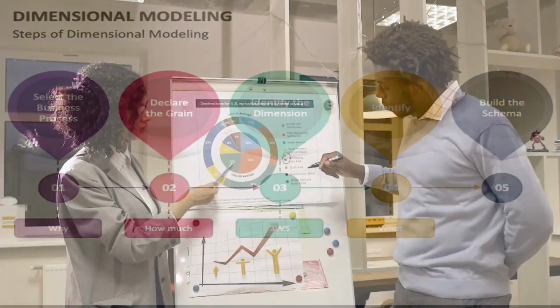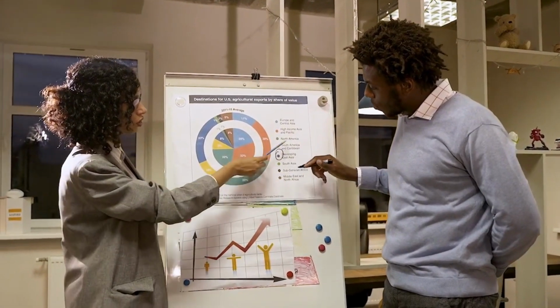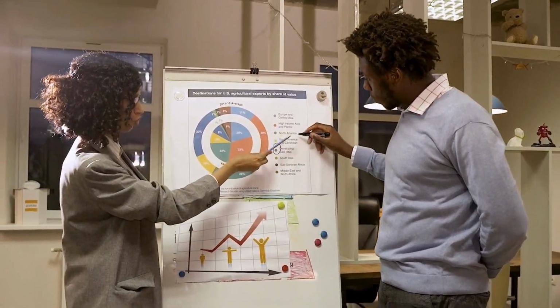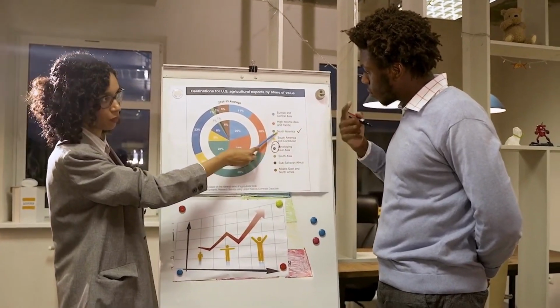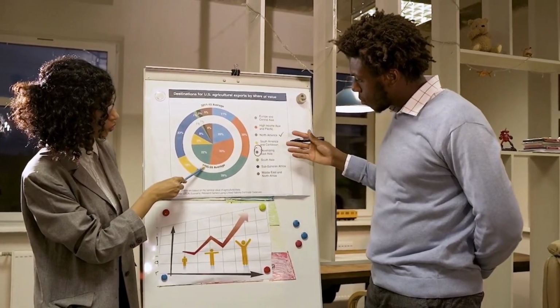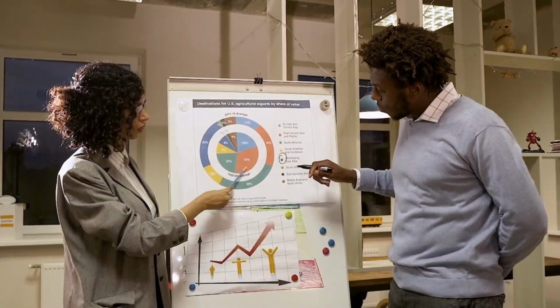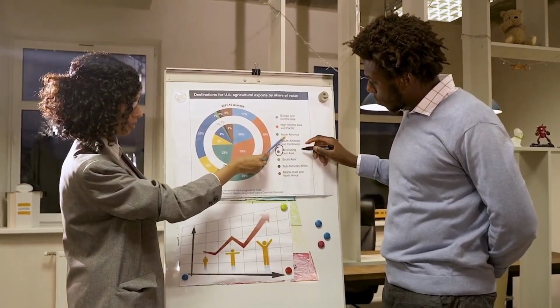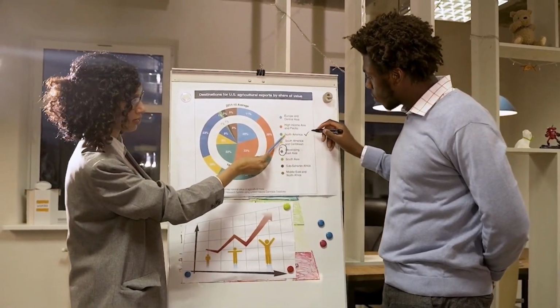And there you have it, a deep dive into star, Snowflake, and Galaxy schemas. Whether you're keeping things simple with a star schema, optimizing storage with a Snowflake schema, or tackling complexity with a Galaxy schema, the goal is always to make your data easier to analyze and act upon.